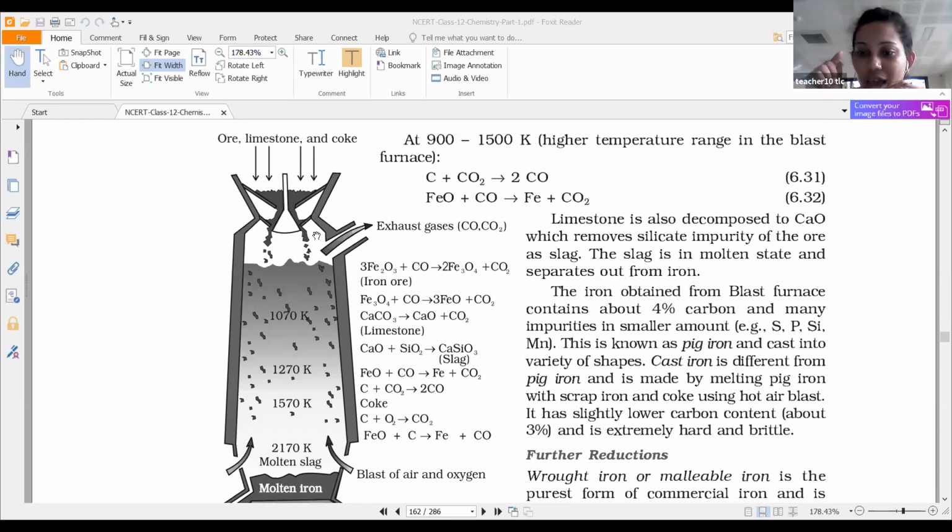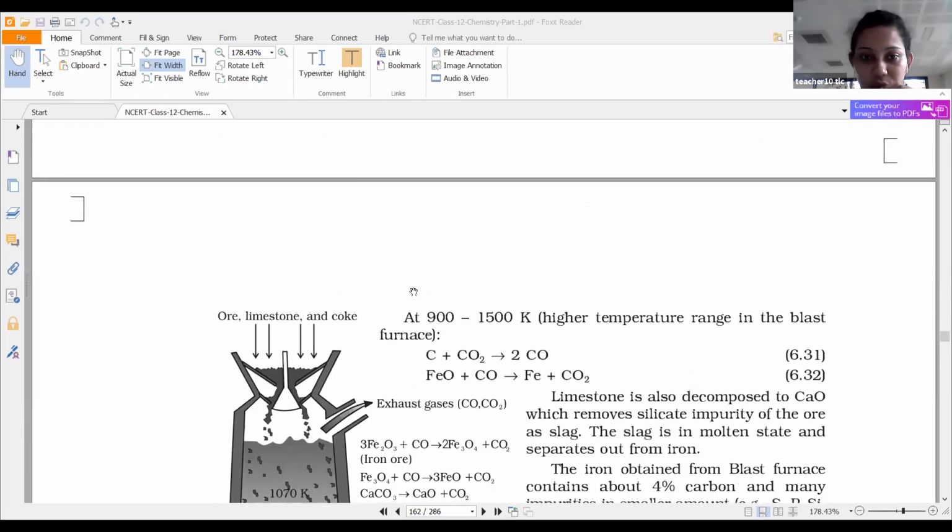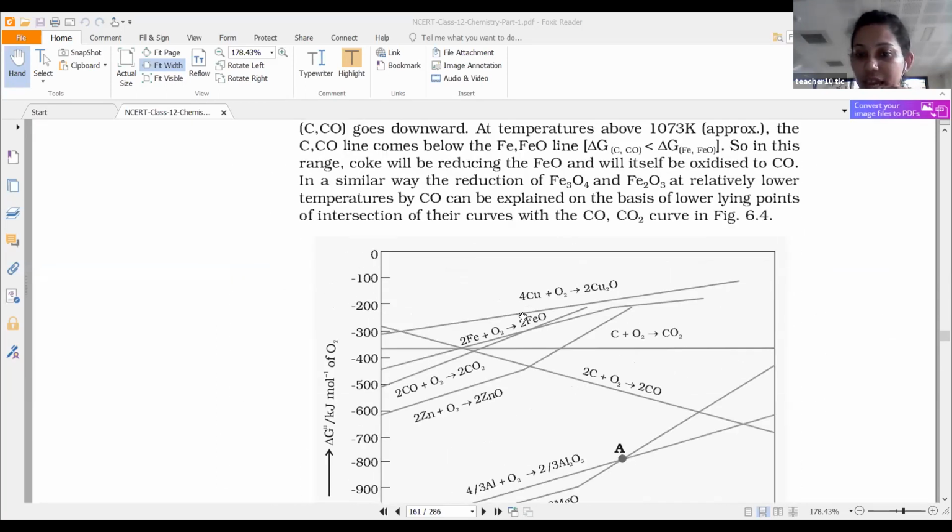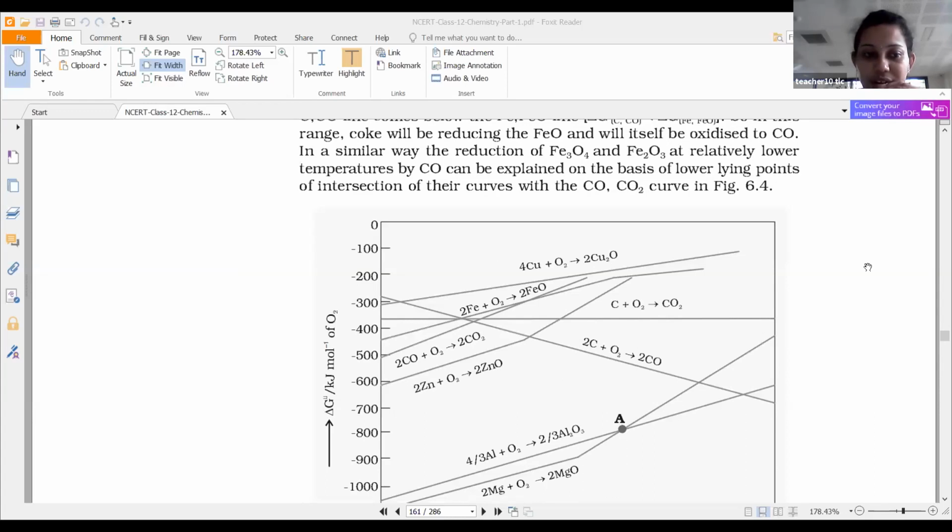Is this clear, students? In the Ellingham diagram, I'll show that Ellingham diagram once. In this Ellingham diagram, you have already studied that for the extraction of iron from iron oxide below 1073 Kelvin temperature, you can add carbon as a reducing agent, but you can also use carbon monoxide as a reducing agent below 1073, and carbon as a reducing agent above 1073.